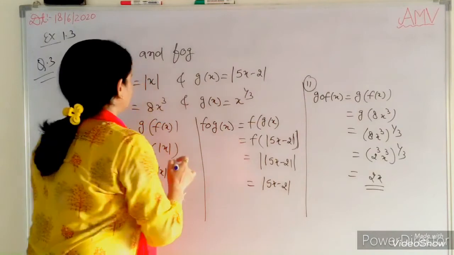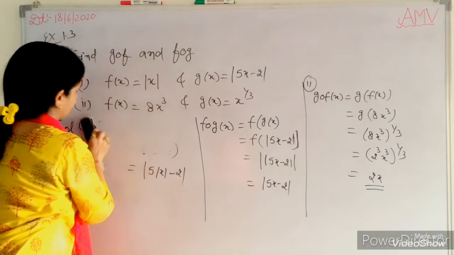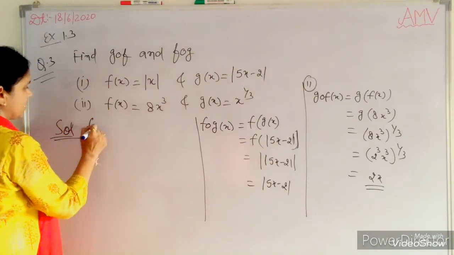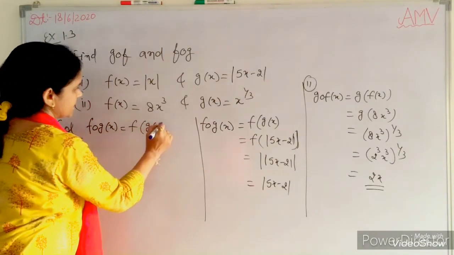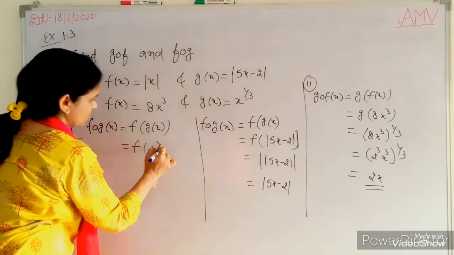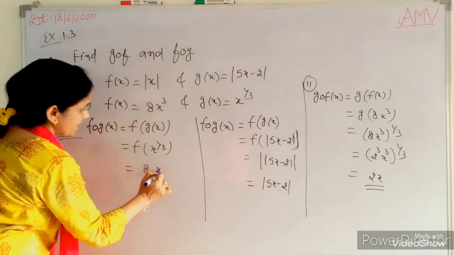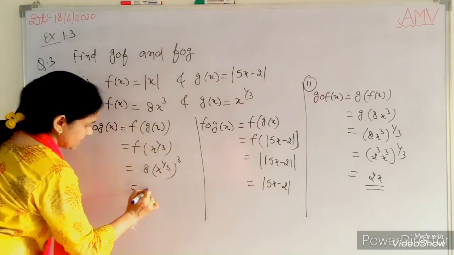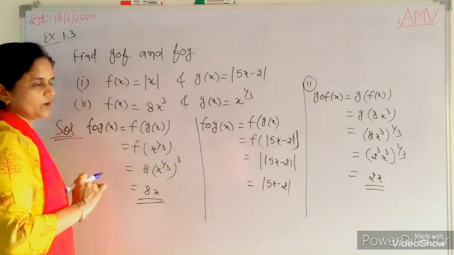Okay. Now for FOG. FOG(x) is F(G(x)), F in place of g(x), x raised to 1 by 3. And now f(x) is 8 times (x raised to 1 by 3) whole power cube. You will get, student, the 3 will cancel, and 8x only.